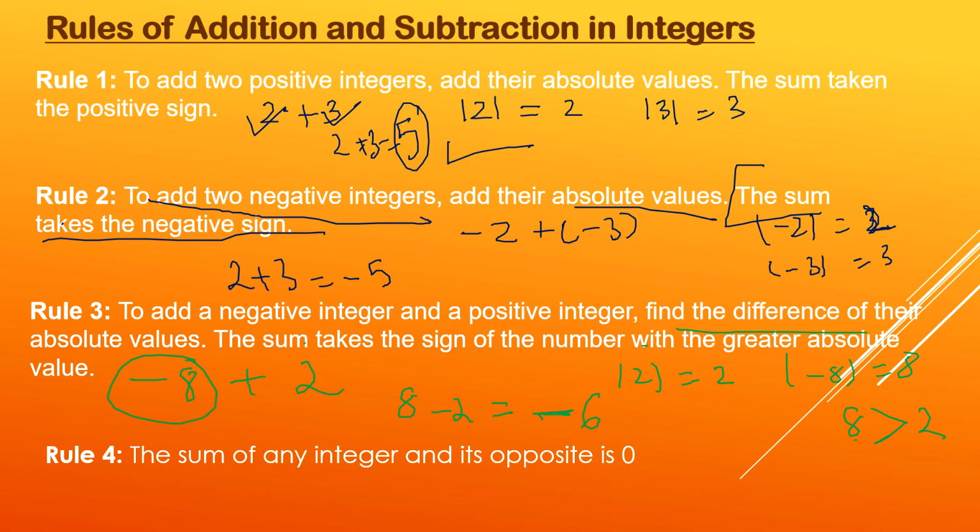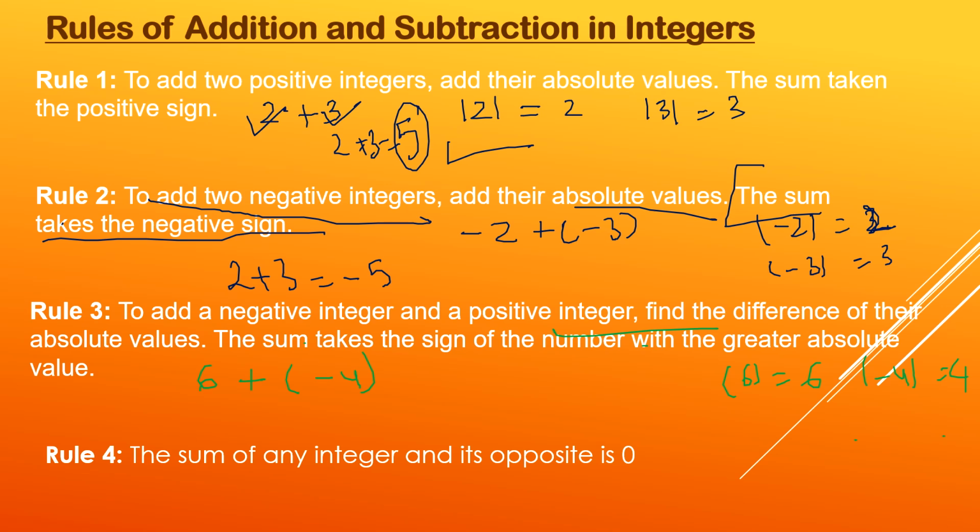Okay. Let me show you with another example. Let us say that you are having this time numbers like 6 and you plan to add minus 4. Now what is the absolute value here? For 6, absolute value is 6. For minus 4, the absolute value is 4.